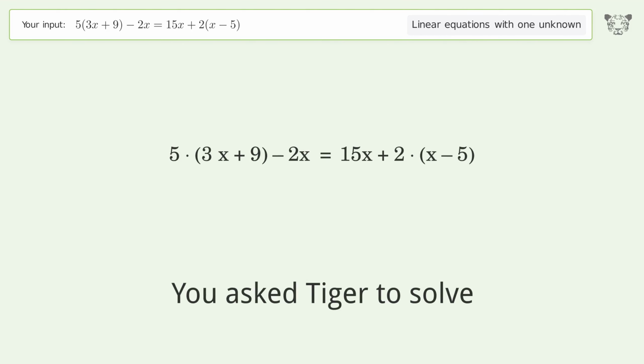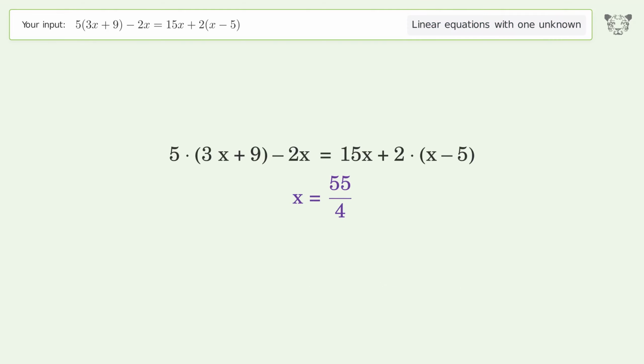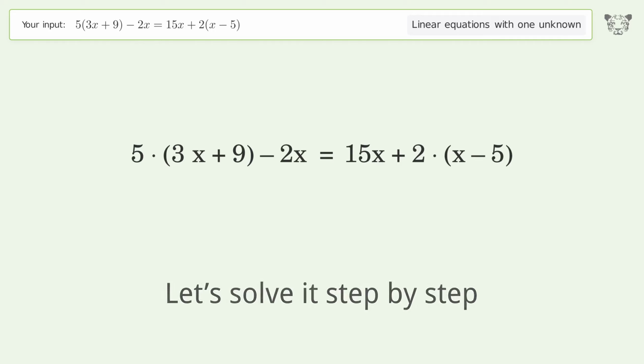You ask Tiger to solve. This deals with linear equations with one unknown. The final result is x equals 55/4. Let's solve it step by step.